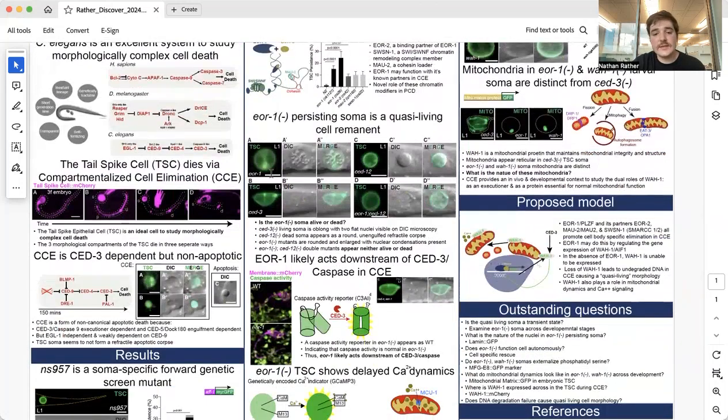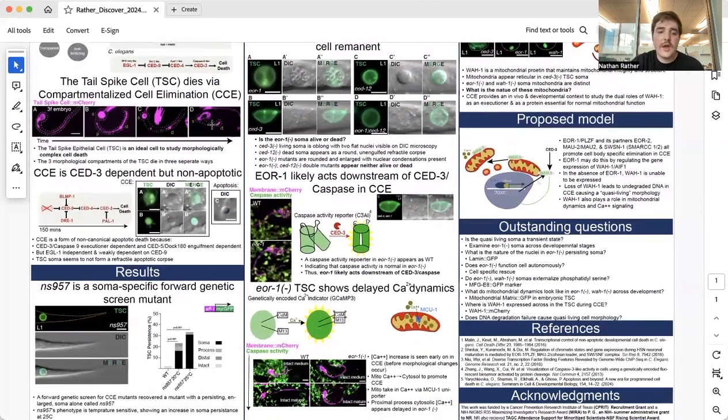One of the interesting things about the EOR-1 persisting soma is that it's rounded, enlarged, and has these persisting visible nuclei. It doesn't look like a dead but unengulfed tail spike cell, and it also doesn't look like a living tail spike cell. A double mutant confers this, suggesting that this EOR-1 mutant is sort of neither living nor dead, and also that EOR-1 may act to promote the killing function of the tail spike cell. It doesn't specify its death, and it also doesn't engulf the cell.